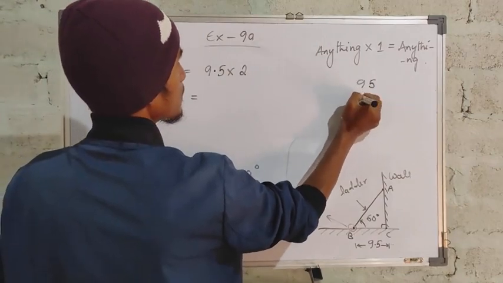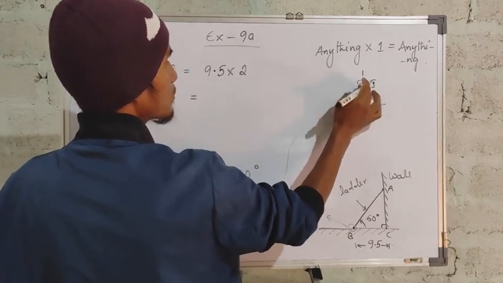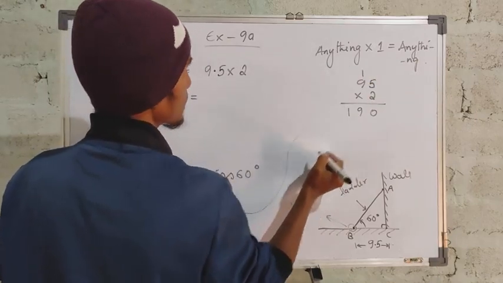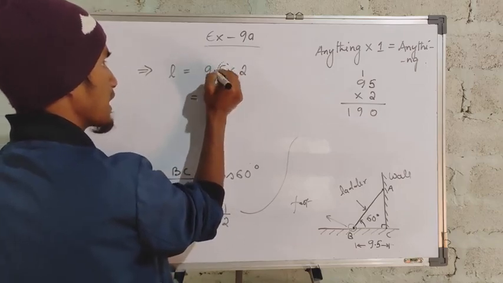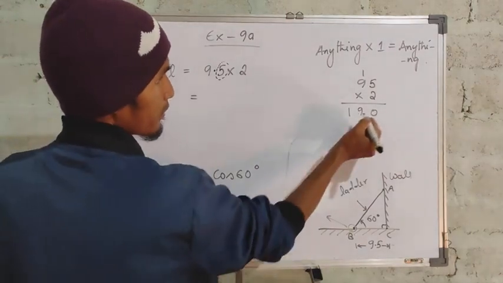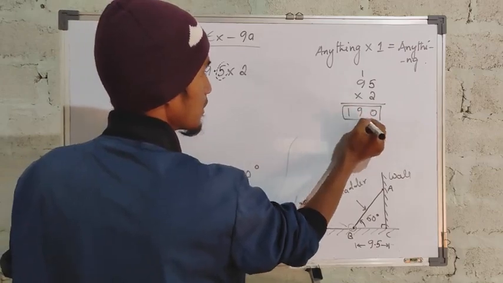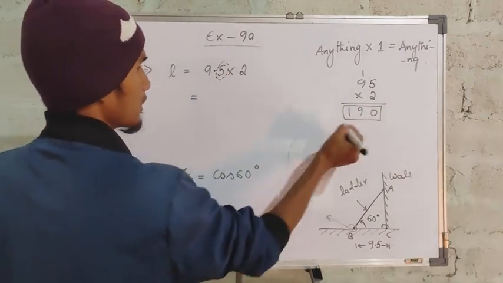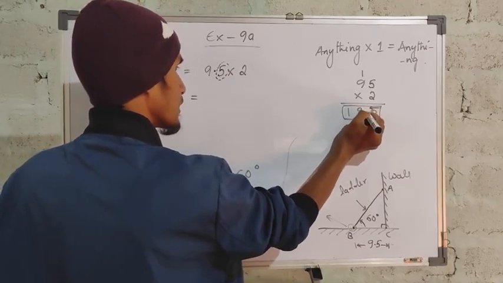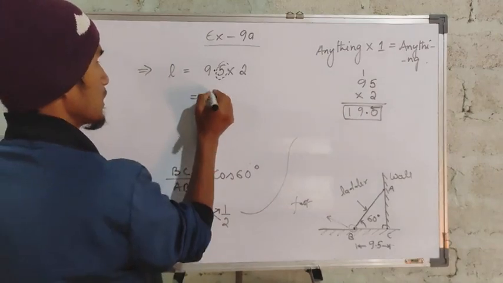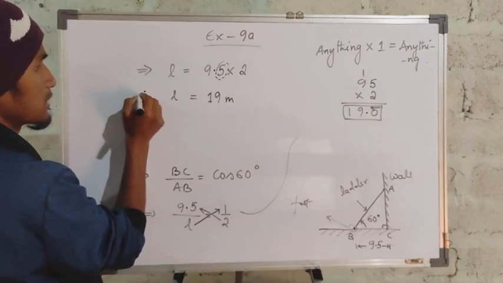Okay, 2 into 5, 10. Then 2 into 9, 18, 19. How many numbers after the point? Only 1. Then from here also count 1, 2, 3, 3 digits here. But the number after the point is only 1, so I will jump only one number. That is 19.0. Then I'll write only 19. Now the length of the ladder is 19 meter.